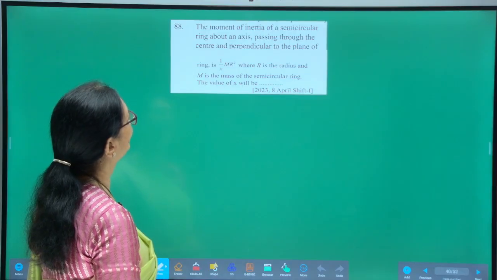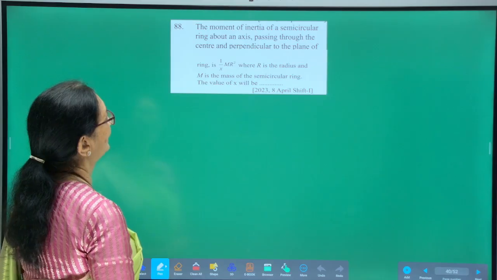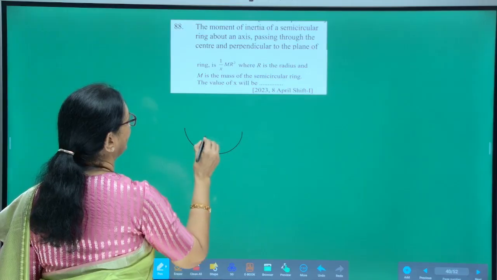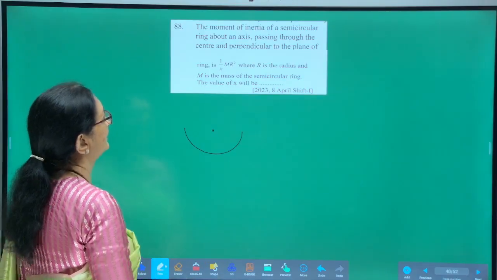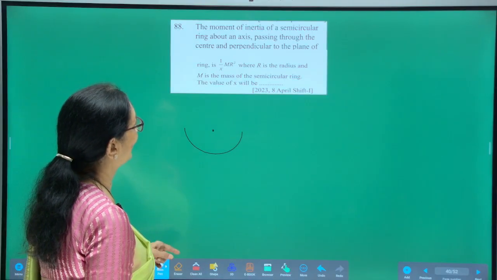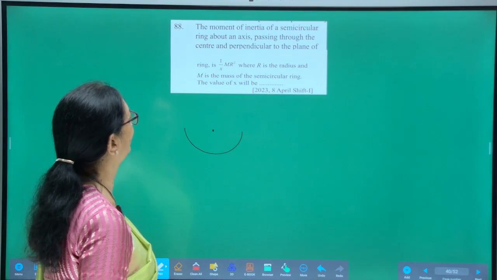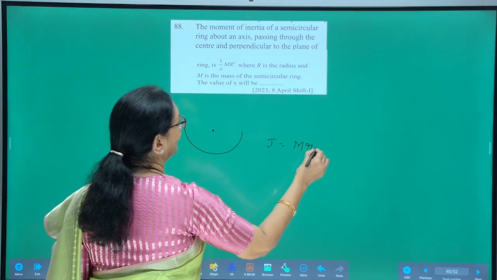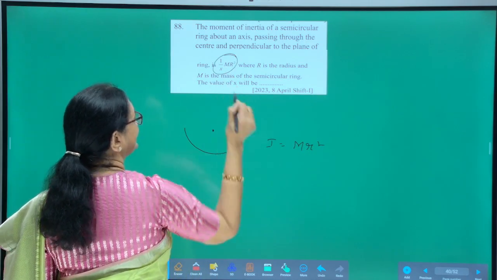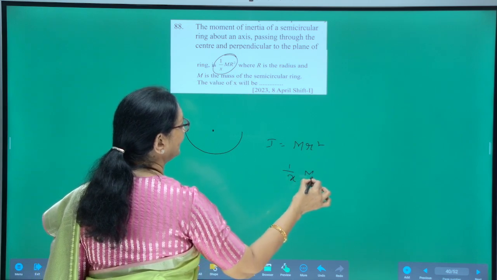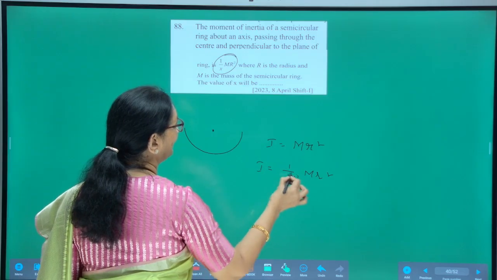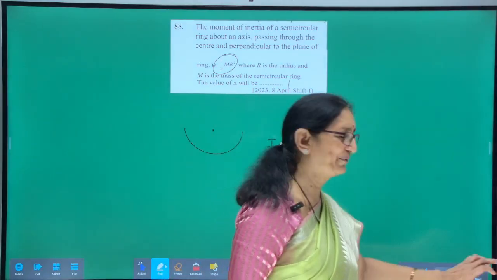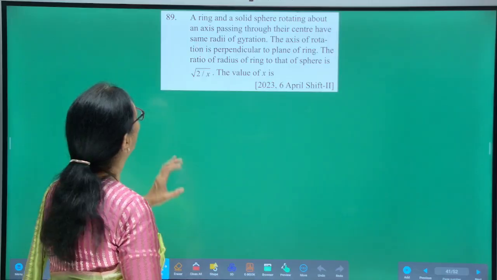Moment of inertia of a semicircular ring about an axis passing through the center. See, let this be a semicircular ring. Moment of inertia of this semicircular ring about an axis passing through the center and perpendicular to the plane of the ring, it is I is equal to just mr square. So, here it is given as 1 by x into mr square. On comparison, you will be getting x as 1. Such a simple problem it is. Okay. Now, move on to this one.